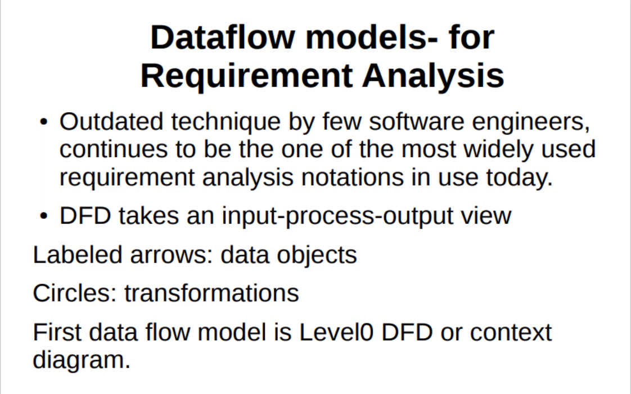In the DFD, there will be some labeled arrows that represent the data objects. There will also be circles. Those circles represent the processes, that is, the transformations that take place on the data, the computation that takes place on the data. In data flow diagrams, the first data flow model is called the level 0 data flow diagram, or another name is context diagram. Actually, level 0 and context diagram are different. We will discuss it at a later stage in detail. Anyway, both are initial level data flow models.